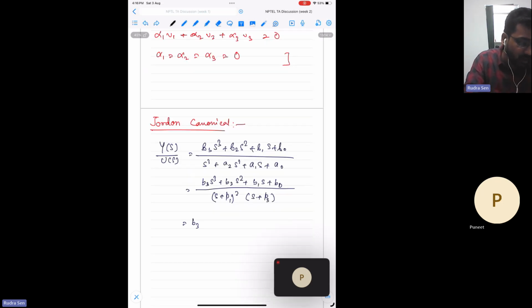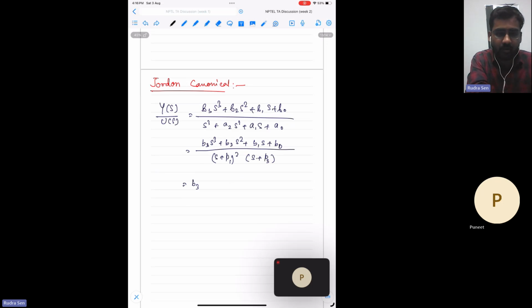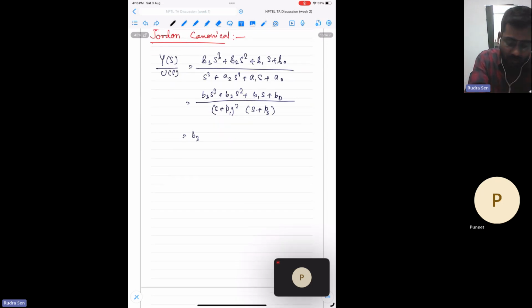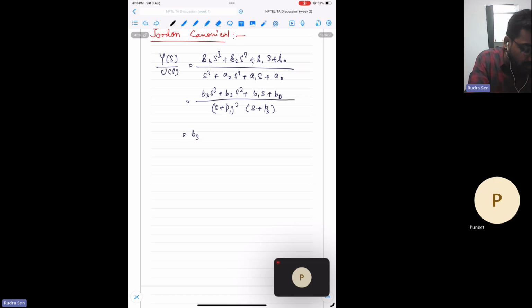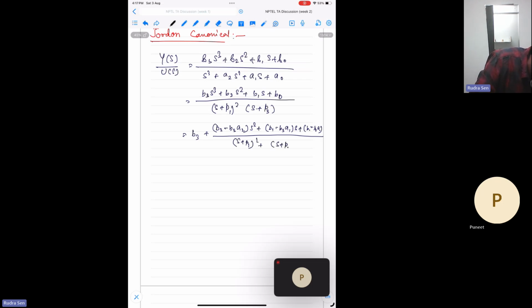Similarly to the previous case, where we did the proper transformation for the diagonal canonical form, we separate the b3 term and we will have some numerator: (b2 minus b3 a2) s squared plus (b1 minus b3 a1) s plus (b naught minus b3 a naught), divided by (s plus p1) square into (s plus p3).